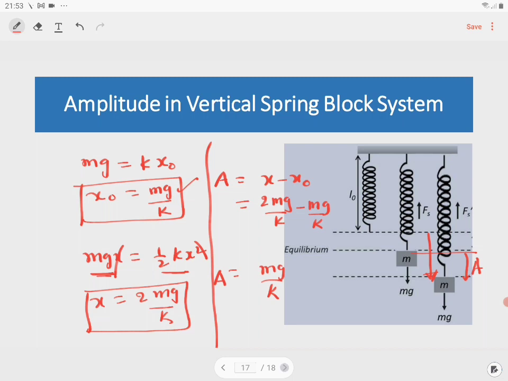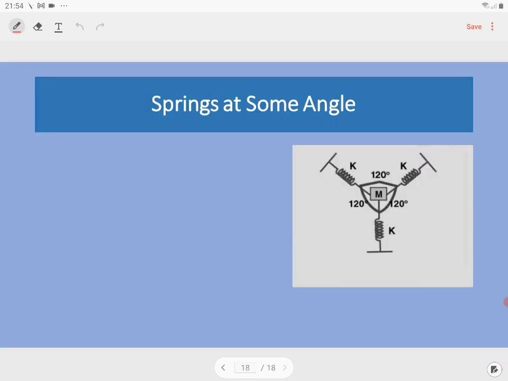So after this, when springs are connected at some angle, like this, here the block of mass m is connected to three springs k. They may have equal spring constant, or they may have different spring constant. How to solve such problems? See here. Here we release the block. So here we have a block of mass m. That block of mass m will be displaced along this line downward.